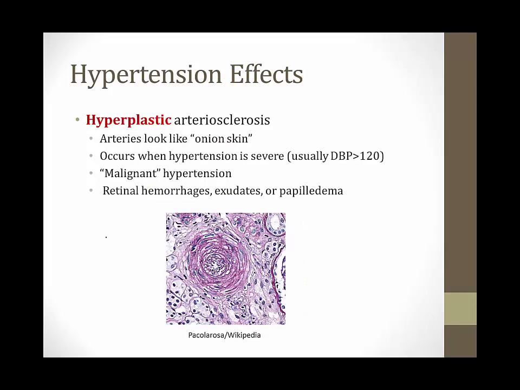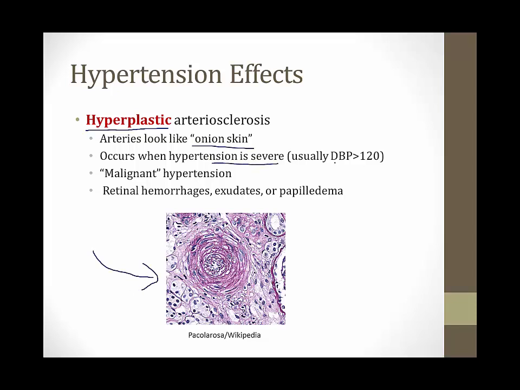There is another type of arteriosclerosis that can be seen in patients who have hypertension. This type is much less common than hyaline arteriosclerosis. This is called hyperplastic arteriosclerosis. In this condition, the arteries begin to look like an onion skin. This is an example of hyperplastic arteriosclerosis shown on the screen here. This only occurs when hypertension is severe.